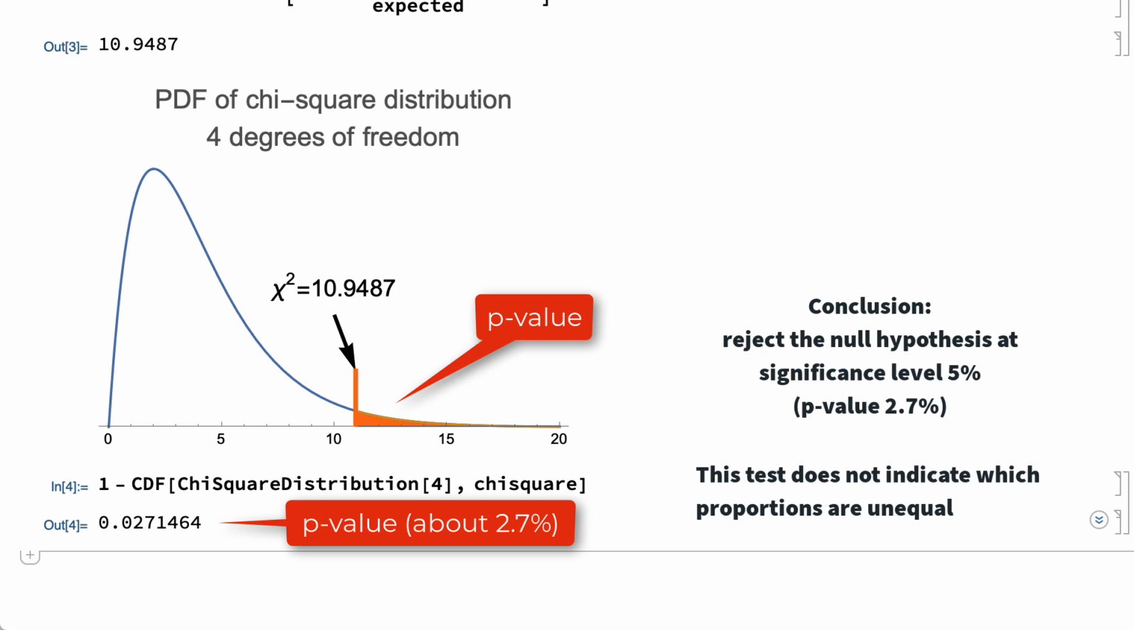This test does not indicate which colors of flowers tend to attract bees. Rejecting the null hypothesis indicates only that the proportions are not all the same. Finding out which colors attract bees would require a separate look at the data.